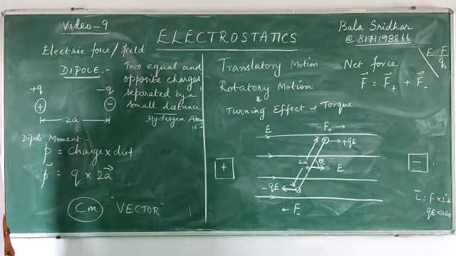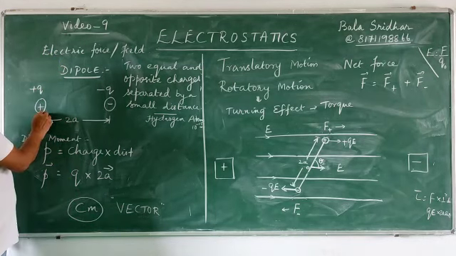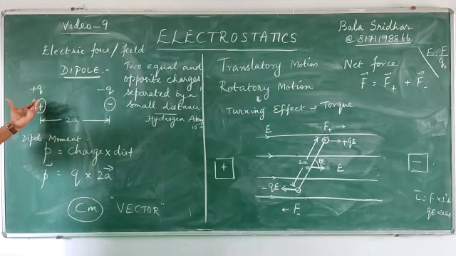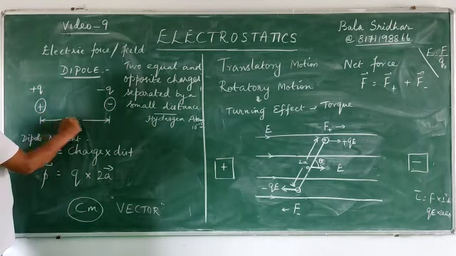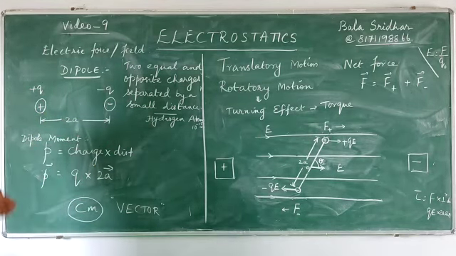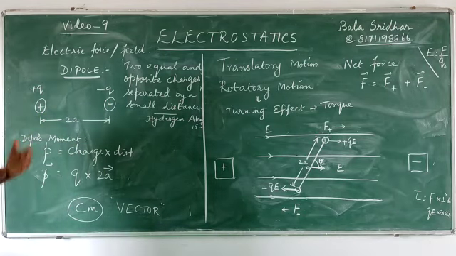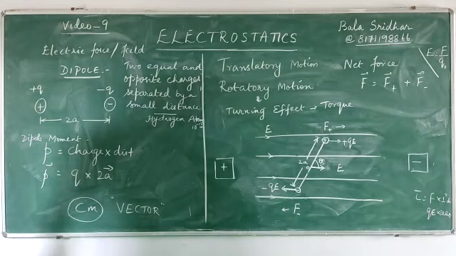What is a dipole? Dipole is two equal and opposite charges, plus q and minus q, separated by a small distance. This is called a dipole. But where do you find this dipole in real life?